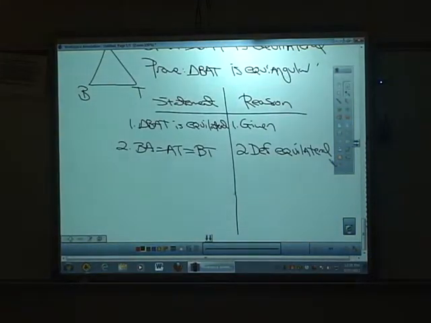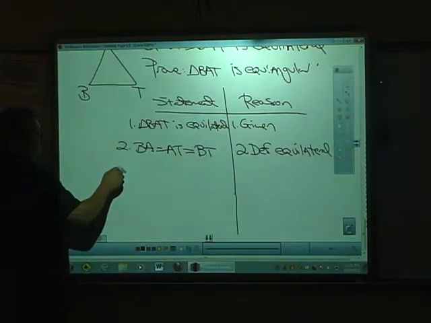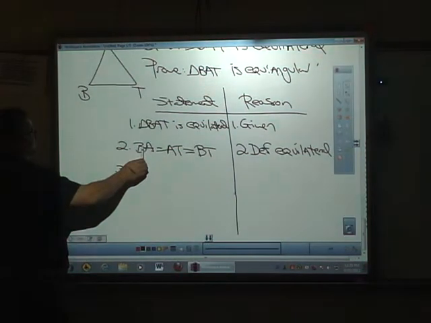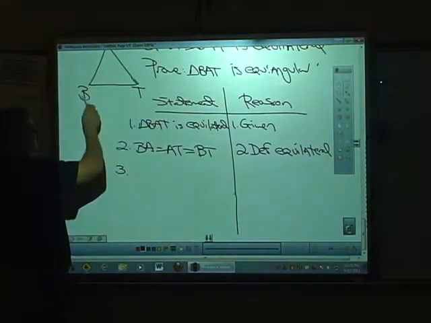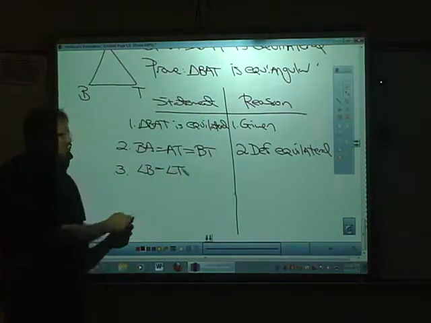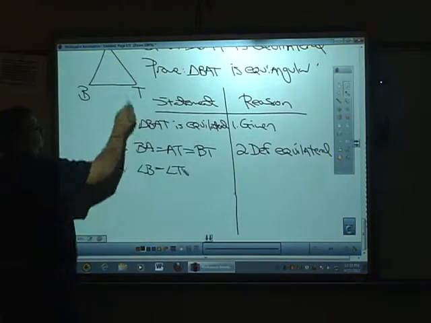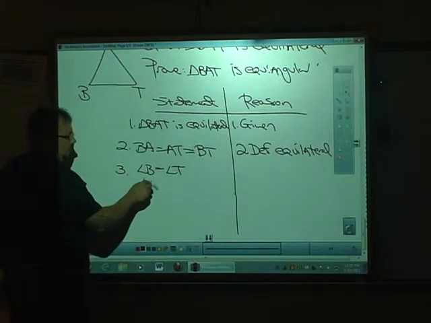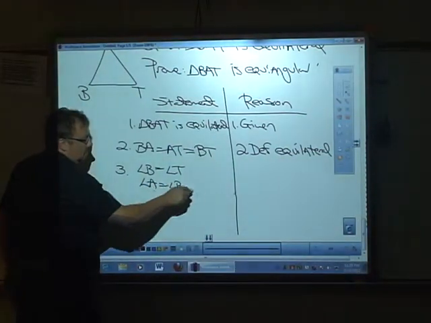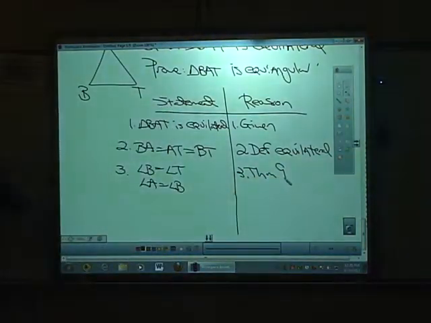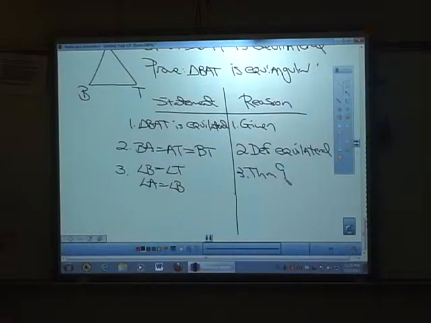Well, Theorem 9 says that if you have two sides equal, the angles opposite them are equal. So let's look at the angles opposite these sides. So we have BA and AT. So that would mean that B and T were equal by Theorem 9. We also have that AT and BT are equal, which would mean that A and B were the same. And this is by Theorem 9. Theorem 9 says if two sides are equal, the angles opposite those two sides are equal.